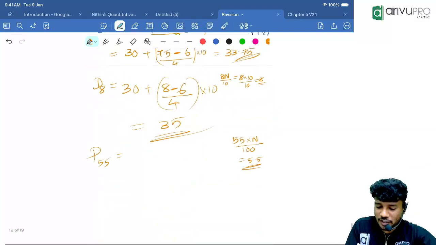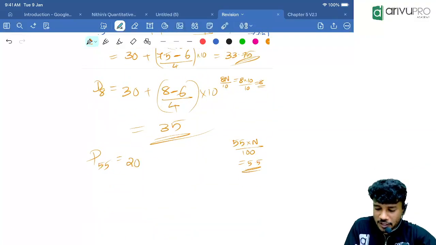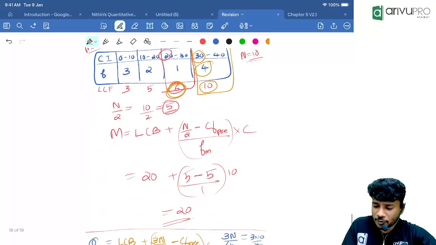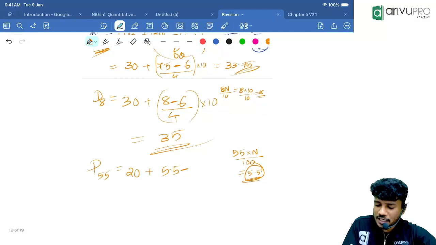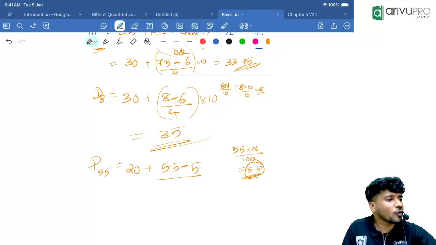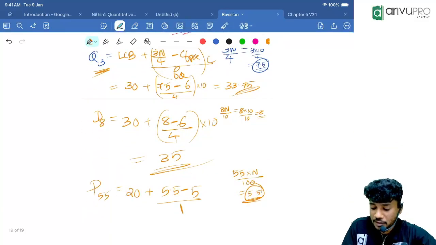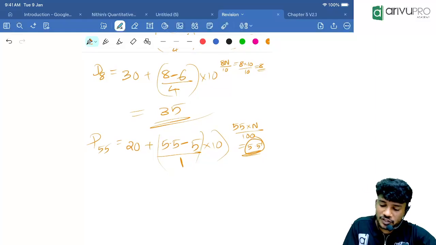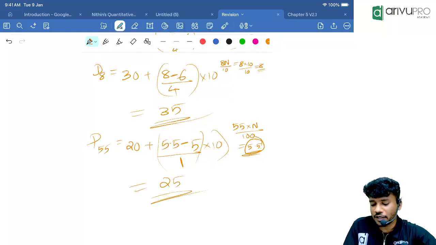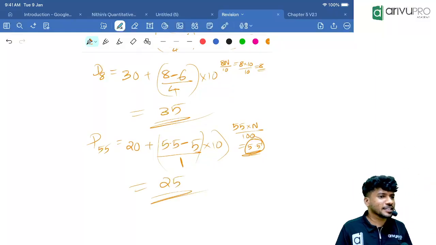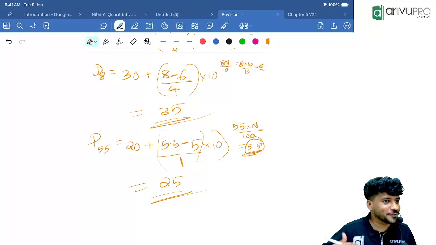The lower class boundary is 20 plus our 55n by 100 value, which is 5.5, minus the cumulative frequency of the previous class, that is 5, divided by the frequency of this class, which is 1, then multiply it with 10. The answer is 25. So we found everything. Is it easy now? Once you are doing a lot of it, it will be easy.